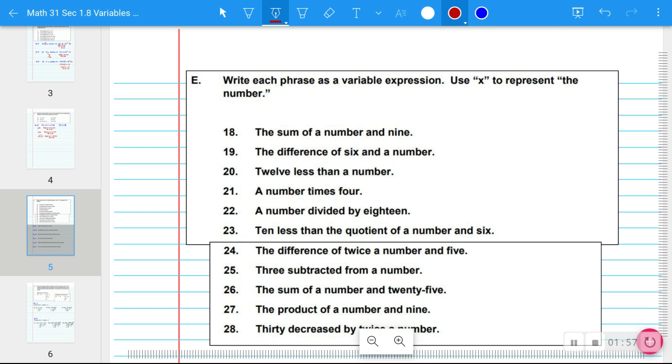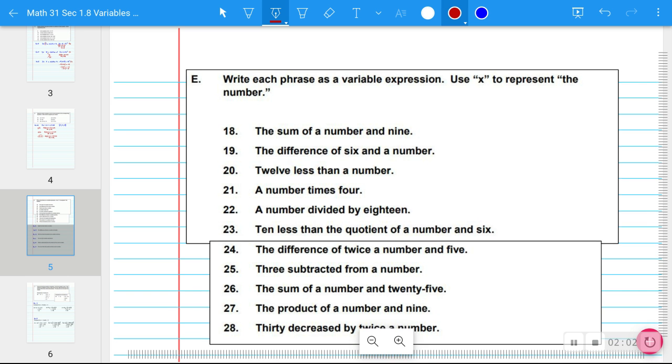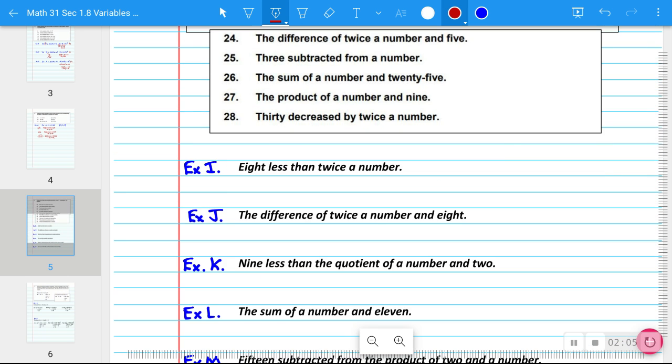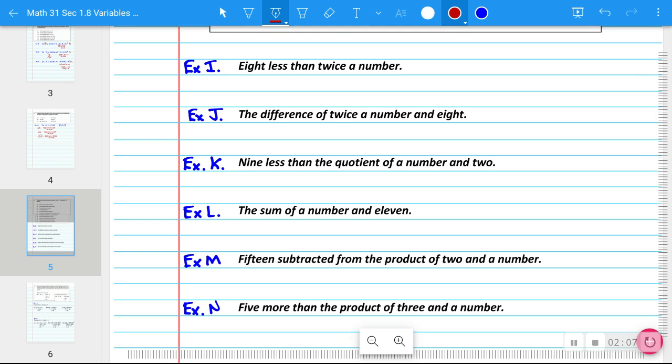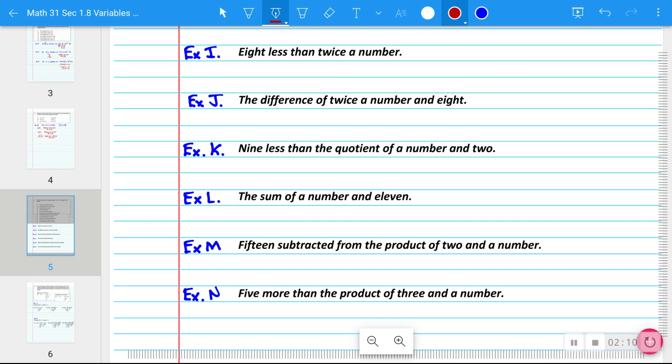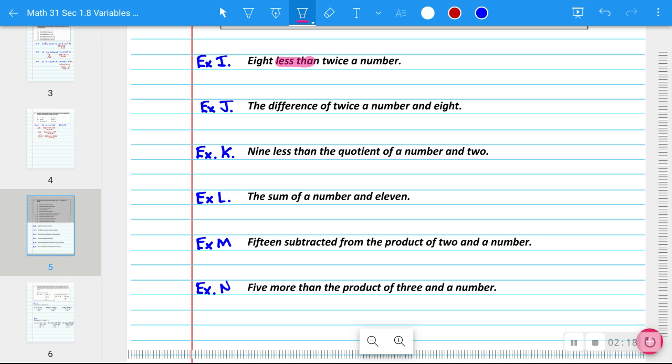Okay, in this next section, we're supposed to translate from words into the appropriate symbols in math. And so I have a number of these examples. I've tried to cover enough that you can figure out how to do your homework here. Okay, I'm going to go over example I first. It uses the phrase less than. And less than is a subtraction, but you have to reverse the order that it's given in. So the 8 is given in front of the less than, but you have to put it behind when you write it mathematically. So let me rewrite that minus sign.